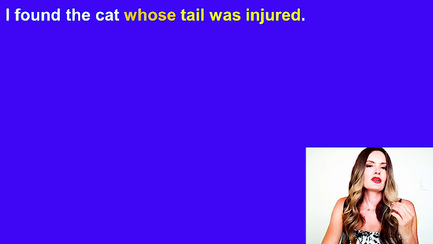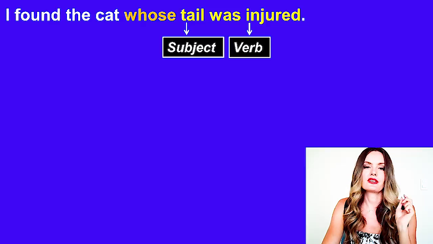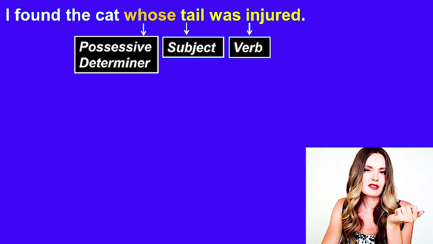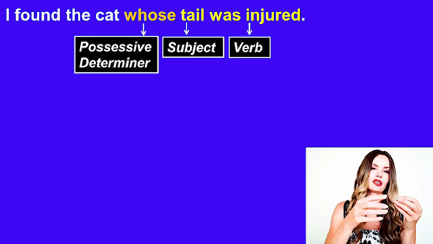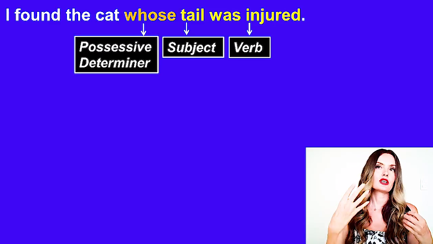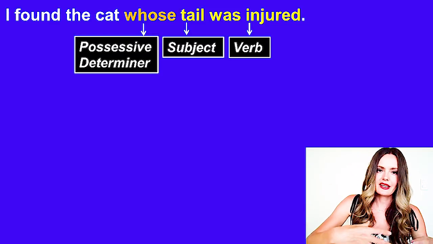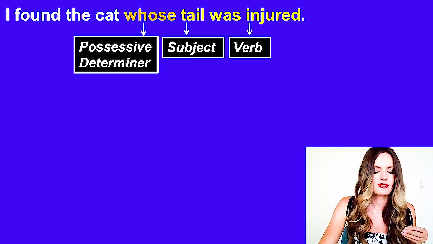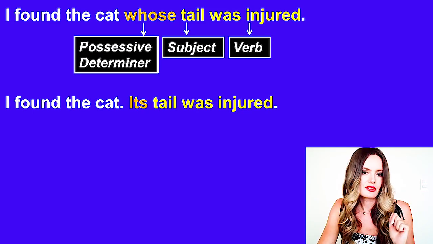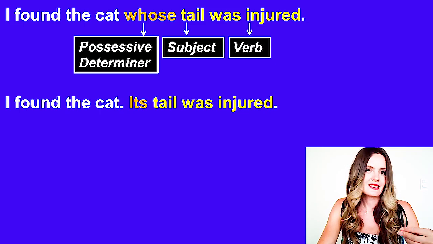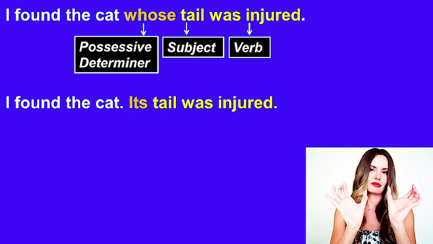I found the cat whose tail was injured. Tail is the subject. Was injured is the verb. Whose is the possessive determiner. So here we're talking about the animal, the cat. And again, we can use whose. Which cat, whose tail was injured? So the tail belongs to the cat, right? Whose tail was injured. I found the cat. Its tail was injured. So here, whose tail? Its tail. Whose can be replaced by its if we are using two separate sentences.